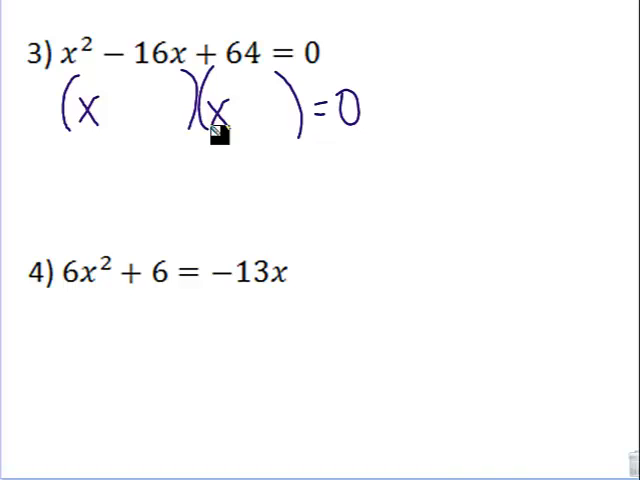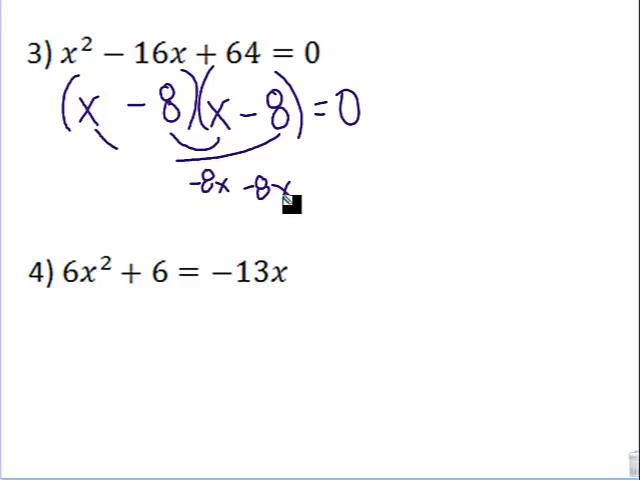So we need to think of our factors of 64 and what would work to give our outside and our inside a negative 16, and negative 8 would work for both spots. Negative 8 times negative 8 is a positive 64. Our outside is negative 8x. Our inside is negative 8x, and combining those we get the negative 16x.